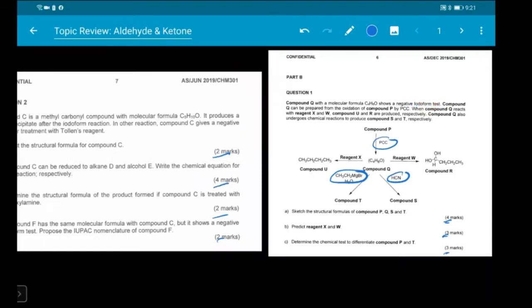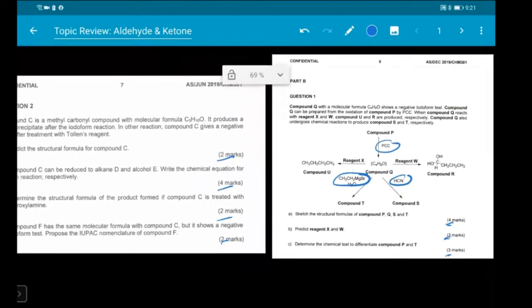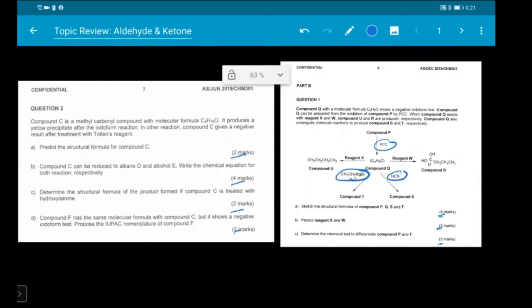So, in both cases, you will notice that ada satu persamaan. Okay, they are talking about iodoform reaction, and then we have the iodoform test. This is referring to the same thing. Alright, let's take a look first dekat soalan pertama lah.